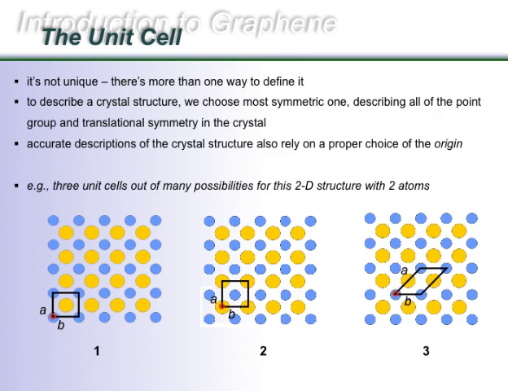So in the example below, there are 3 unit cells out of many possibilities for this 2D structure with 2 atoms. The square choice is best because it represents all of the symmetry inherently present in the crystal. Accurate and appropriate representations of the symmetry of a crystal are essential in calculations of its physical properties. So we'll be coming back to the topic of symmetry many times during our study of graphene.